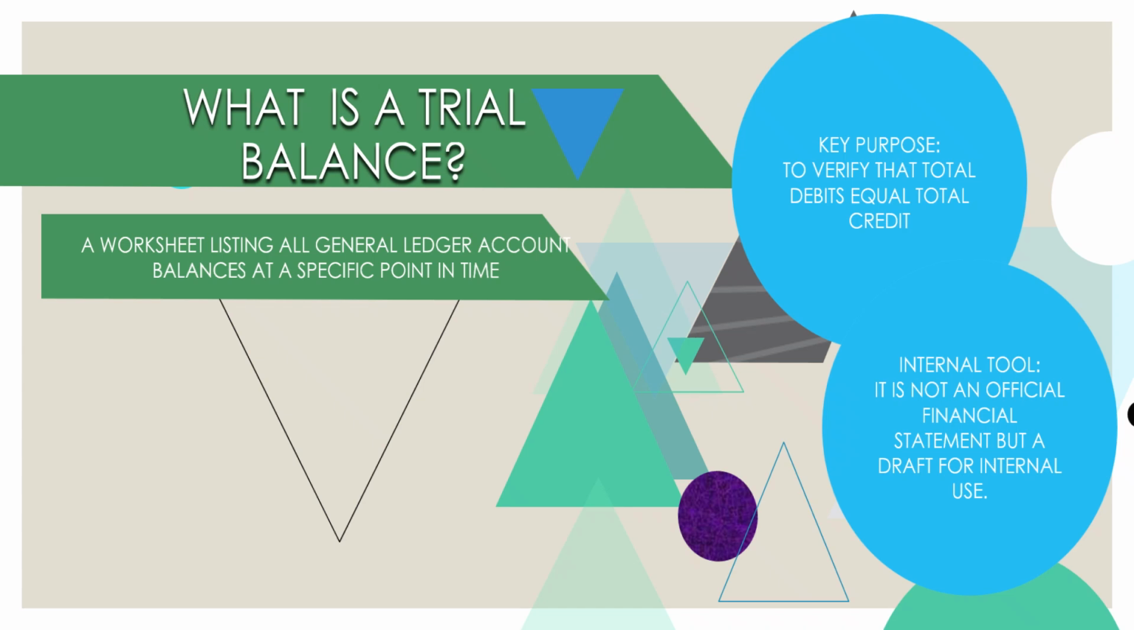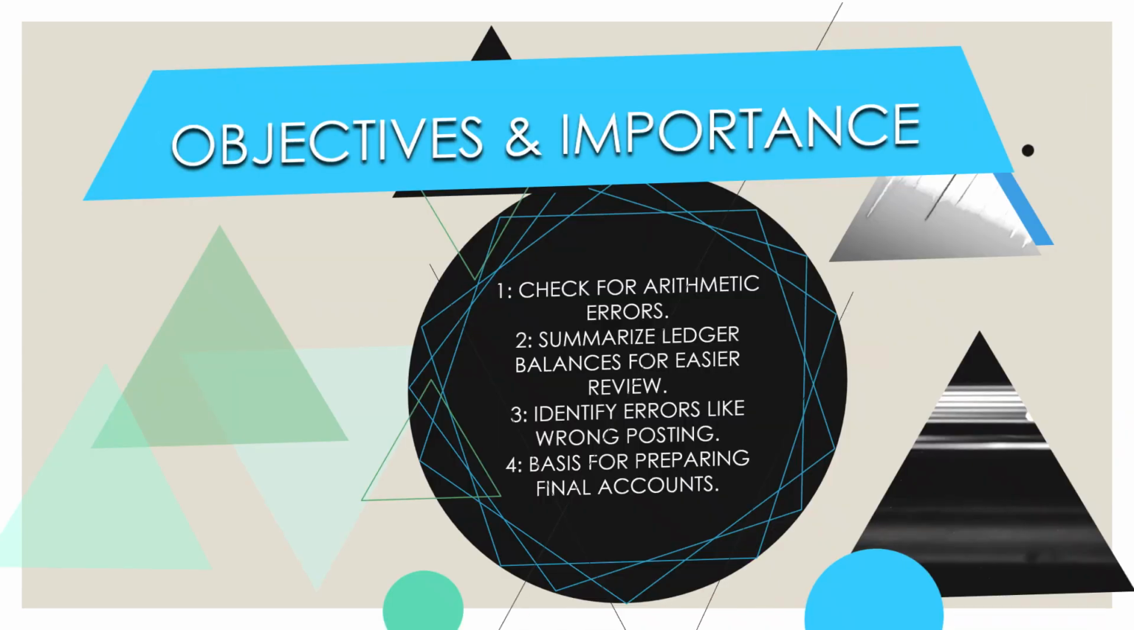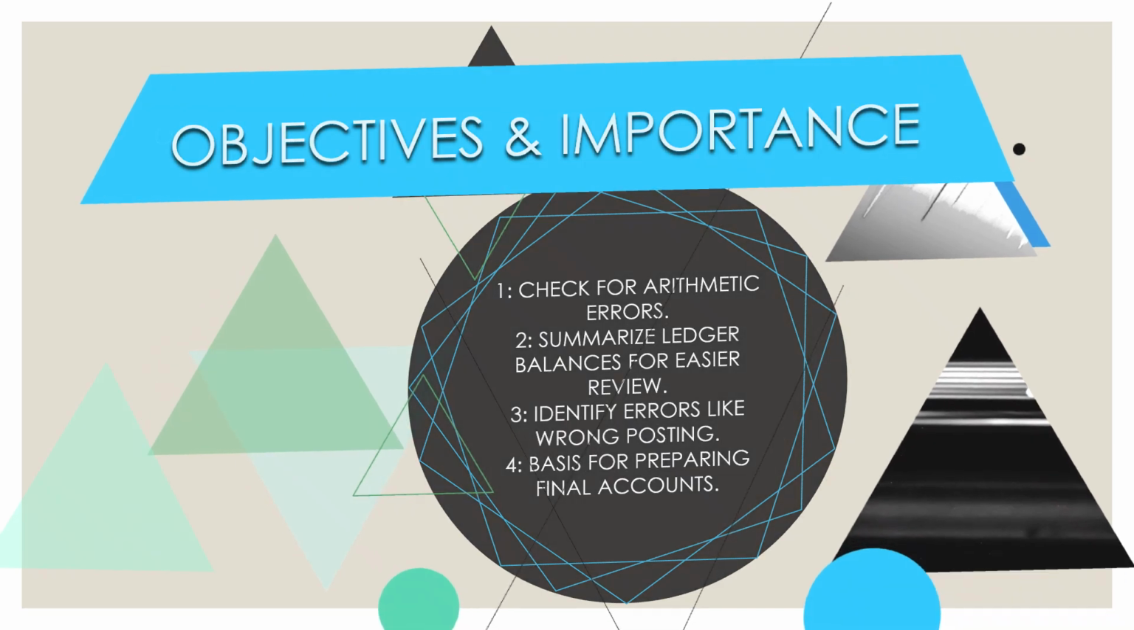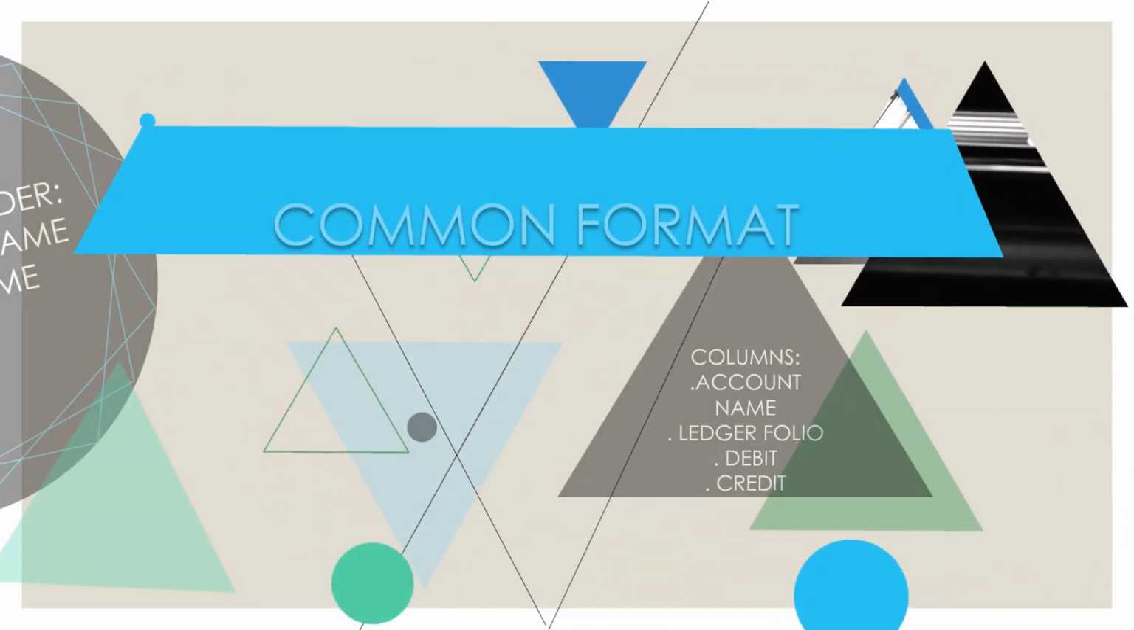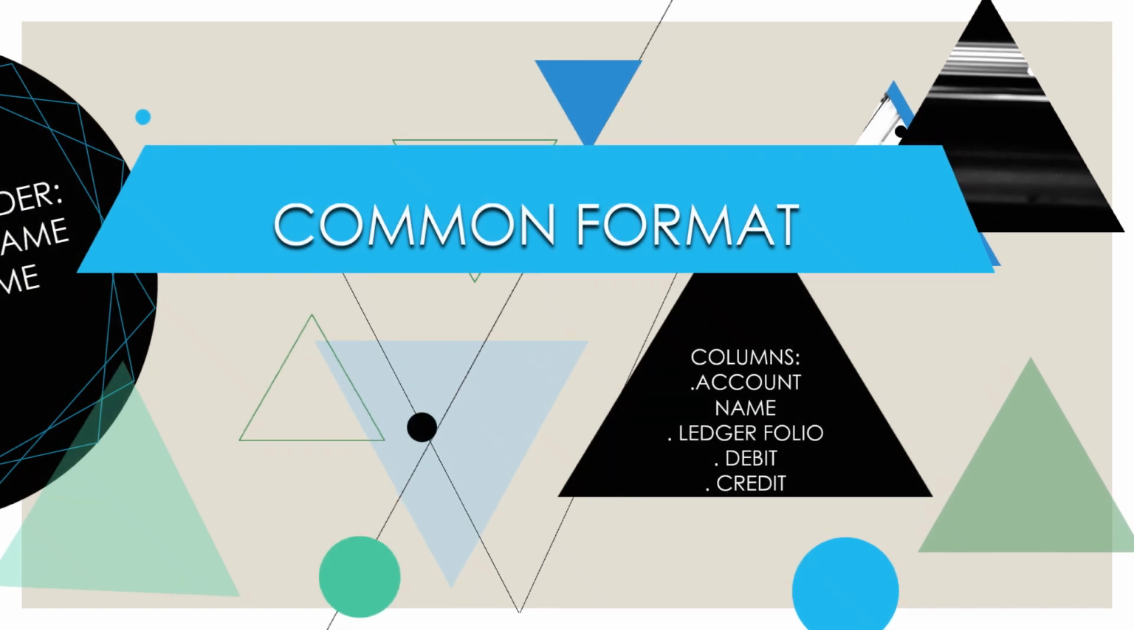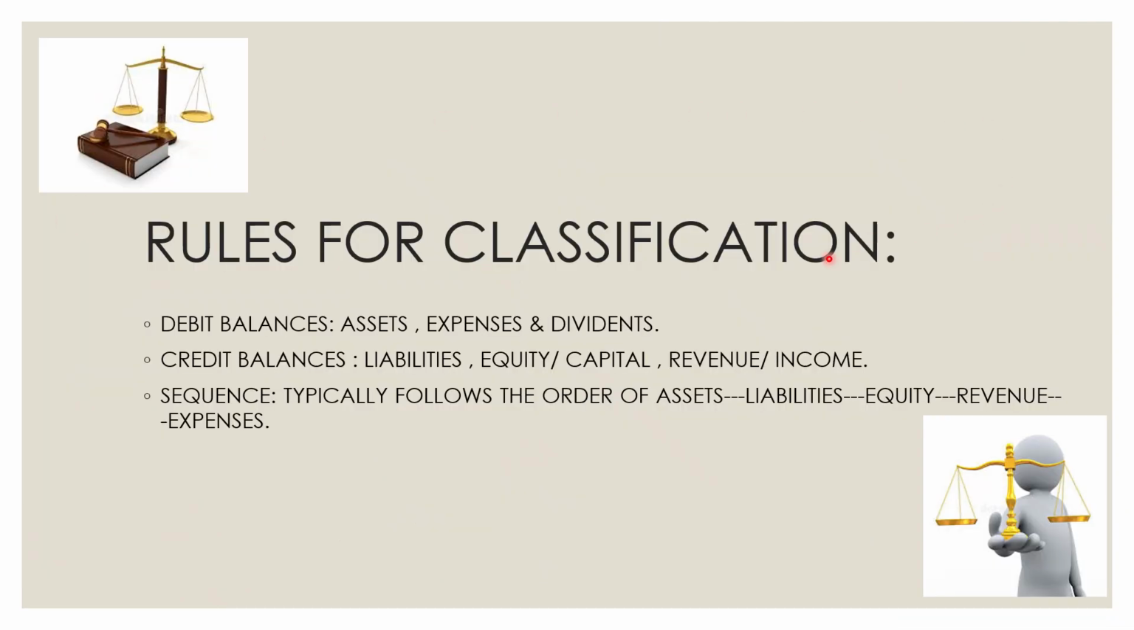Next, the format is actually very specific. A standard trial balance has a very specific look. We always start with a clear header including the company name and the date, then we list the accounts on the left with their final balances either in the debit or the credit column. Next, the rules for classification.